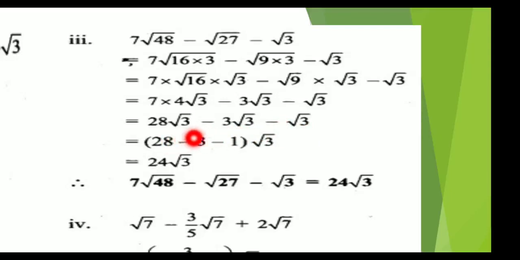Now the radicand has become equal. Now I can do addition or subtraction as given in the question. So I will write 28 minus 3. There is nothing, we will write 1. So 28 minus 3 minus 1 in bracket, in common we will write root 3. 28 minus 3 is 25. 25 minus 1 is 24. Our answer is 24 root 3. I hope you all are understanding, children.